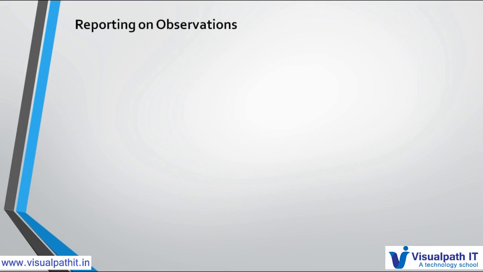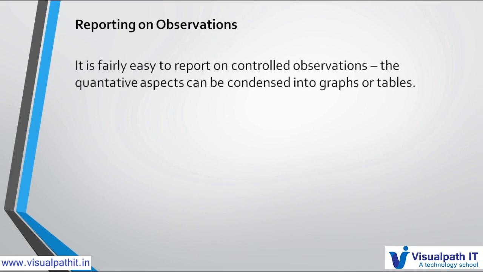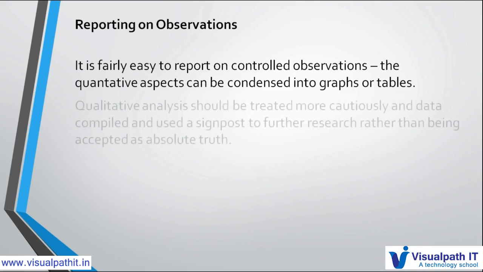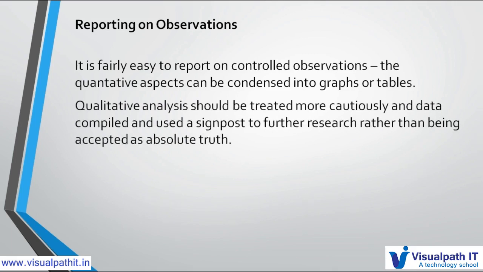Next, we'll see reporting on observations. It is fairly easy to report on controlled observation. The quantitative aspects can be condensed into graphs or tables. Qualitative analysis should be treated more curiously and data complied and used as a signpost to future research rather than being accepted as absolute truth.